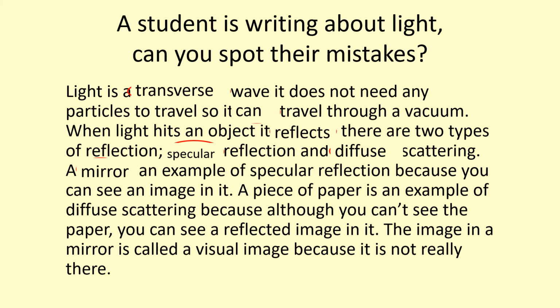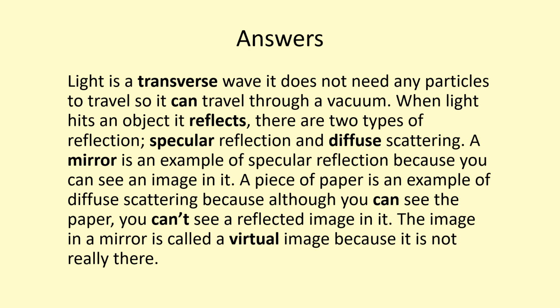A piece of paper is an example of diffuse scattering. Yes, it is, because although you can't see an image in the paper, you can see the paper. You can't see a reflected image in it. The image in a mirror is called a virtual image, not a visual image, because it isn't really there. So well done if you got those right. And those are all the answers. Feel free to pause the PowerPoint and copy that down.